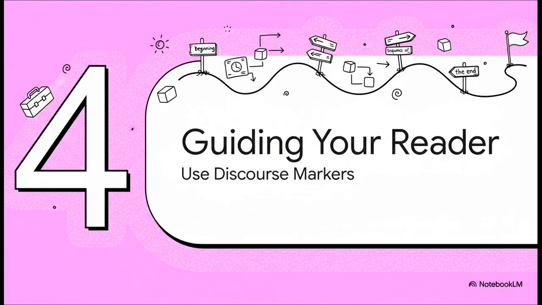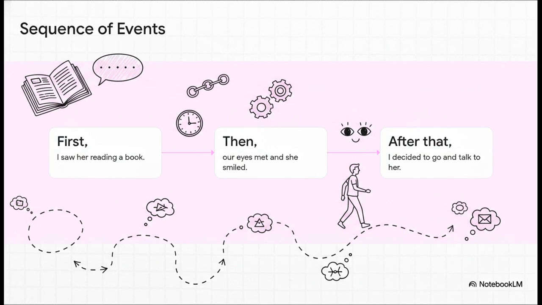All right, we've got one last tool to add to our toolkit today. Think about it. Your story is a journey, a series of events. Well, discourse markers are the signposts along the road. They're the little words you use to make sure your reader never gets lost and always knows exactly where they are in the story. Look how easy this makes it to follow along.